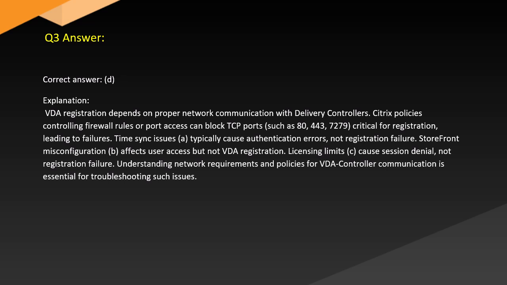Answer. Correct answer: D. Explanation. VDA registration depends on proper network communication with delivery controllers. Citrix policies controlling firewall rules or port access can block TCP ports such as 8443 and 7279, critical for registration, leading to failures.